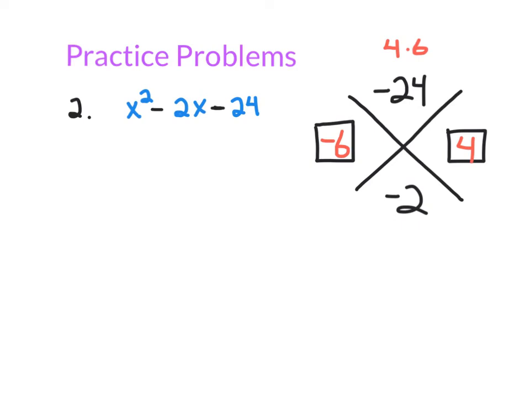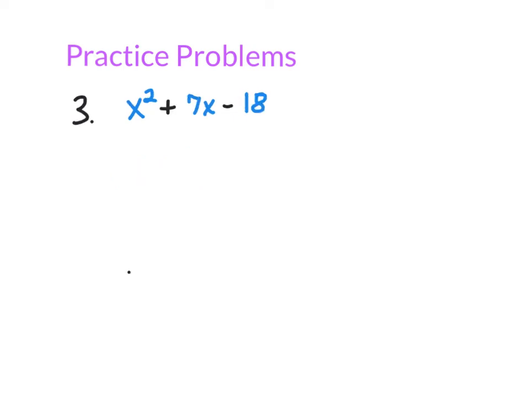So your answer then, or your factors of x squared minus 2x minus 24 are x minus 6 and x plus 4. And if you were to multiply that binomial times binomial, you would get x squared minus 2x minus 24. All right, one more example.